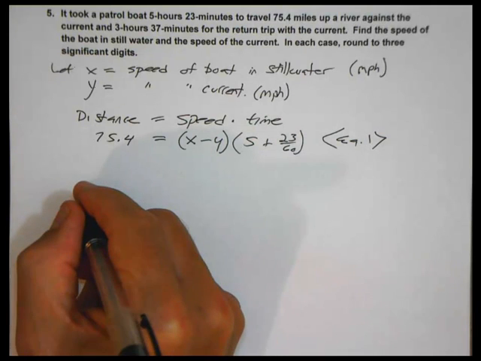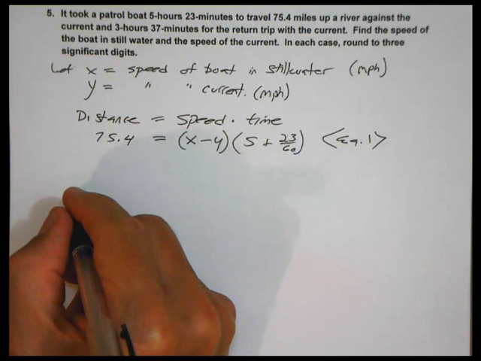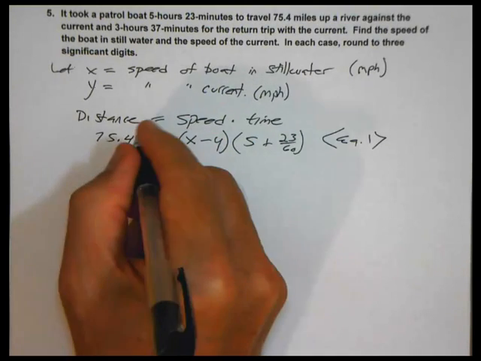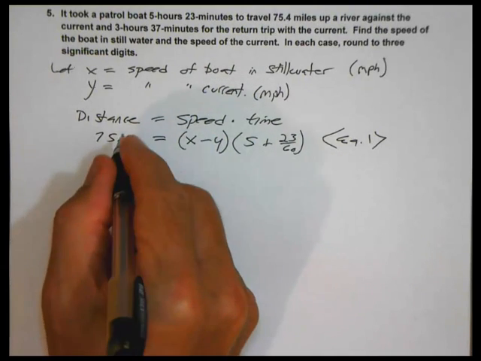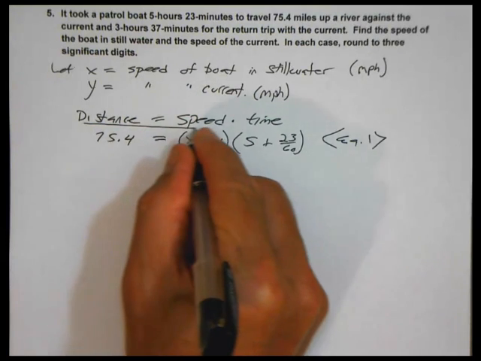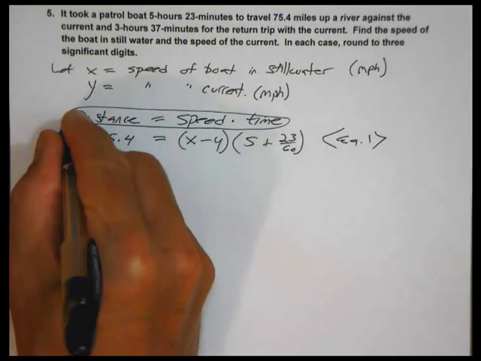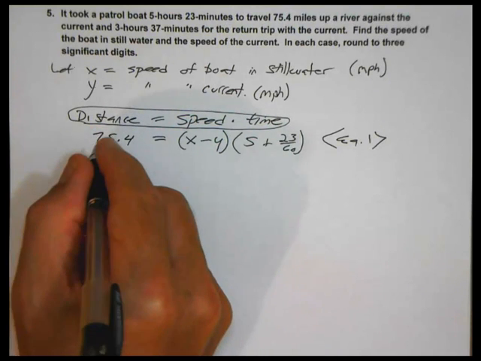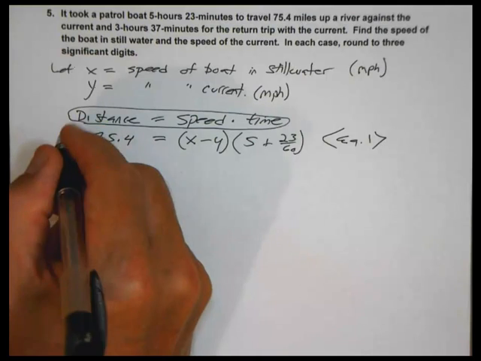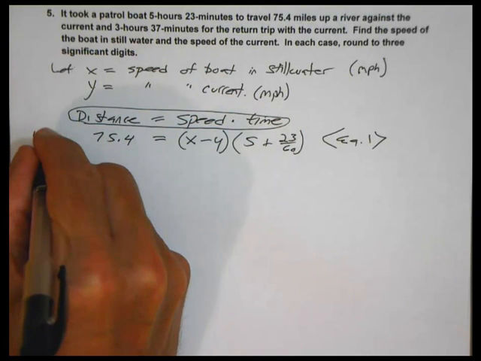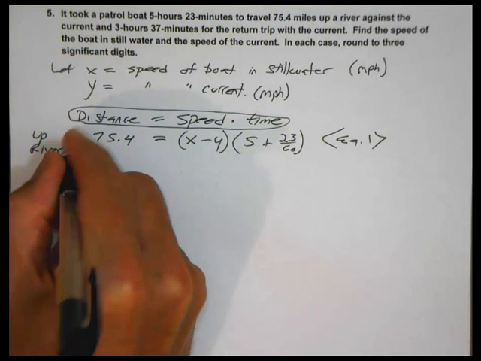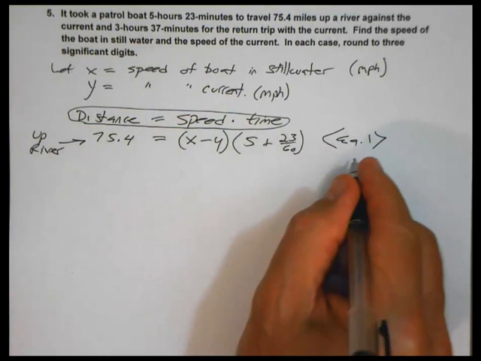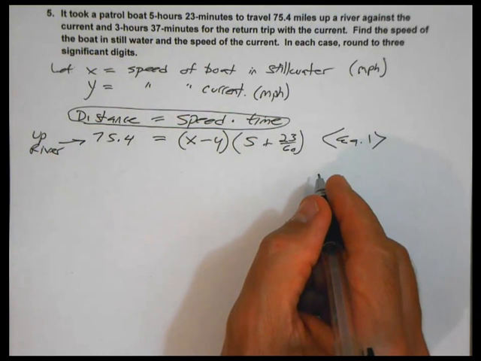Now, what else can we do for information? Once again, we can consider the same idea. This distance equals speed times time is important to us. To help organize our explanation, this is the upriver situation leading us to equation 1.